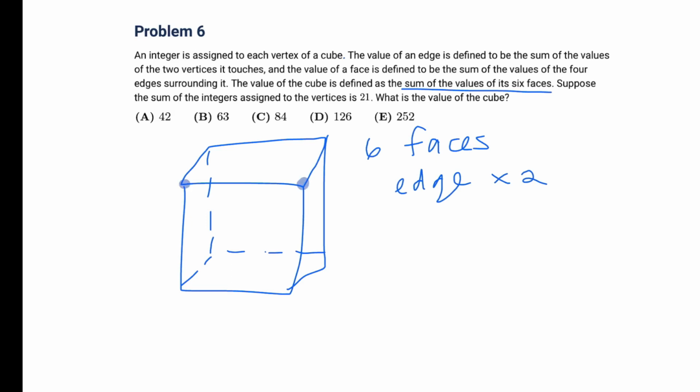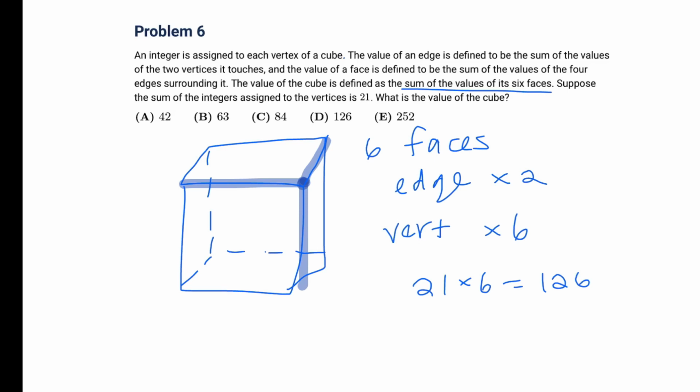We just want to look at one vertex of the cube, which we see is on 3 edges. So for each vertex, it's on 3 edges. Each edge is counted twice. So therefore, each vertex is counted 6 times when we're calculating the value of the whole cube. And we know that the sum of the integers assigned to the vertices is 21. And each vertex is counted 6 times. So our total answer is 126, or D.